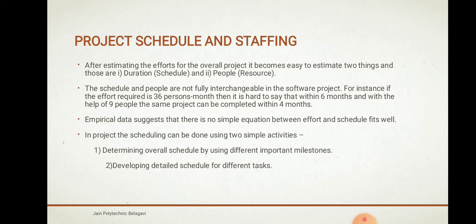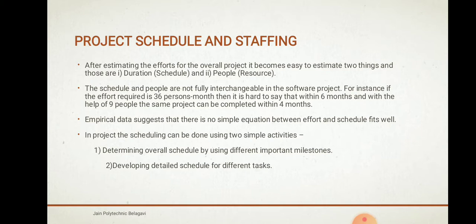The next topic is project scheduling and staffing. Once we have calculated the effort for the overall project using the bottom up approach, it becomes easy to estimate two things: the duration and how many people are required. The schedule and people are not fully interchangeable in a software project. For example, if the effort required is 36 person-months, it is hard to say that within 6 months with 9 people the same project can be completed in 4 months. There is no simple equation between effort and schedule that will fit well.